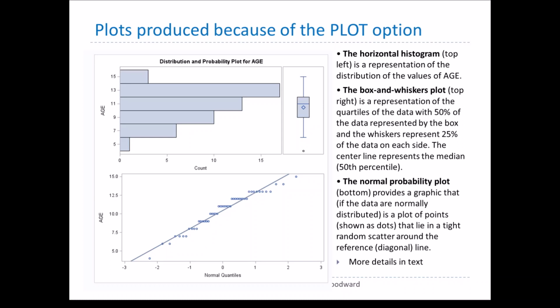The normal probability plot is a graphic with a plot of points that lie in a tight random scatter around a diagonal line. So if that's the way it occurs, a tight random scatter around this line, then again it indicates the data are probably normally distributed.